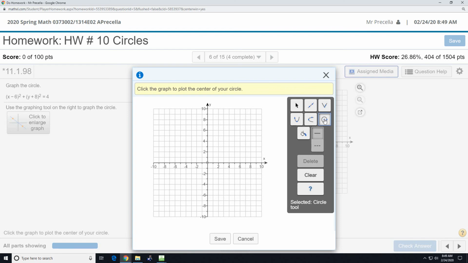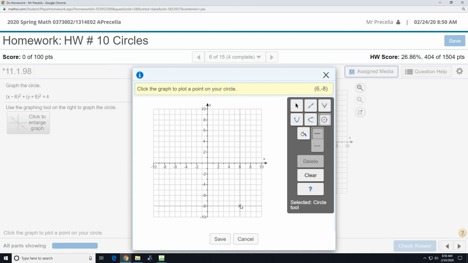Click, what was that center? Right 6, down 8. Ooh, 6, negative 8. Am I at 6, negative 8? I think so, right? How do I know I am? Well, that yellow rectangle, upper right hand corner, it's hard to see that, but it says 6, negative 8.